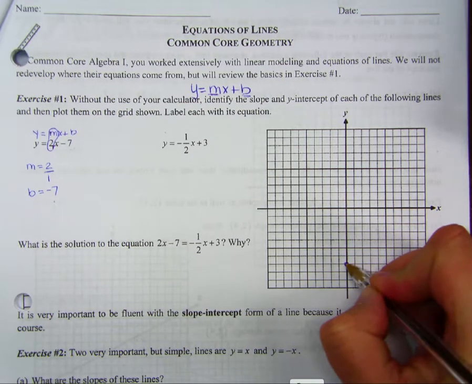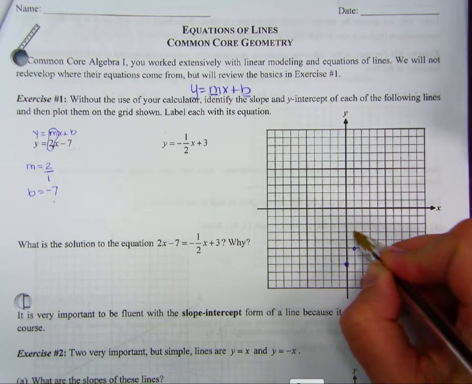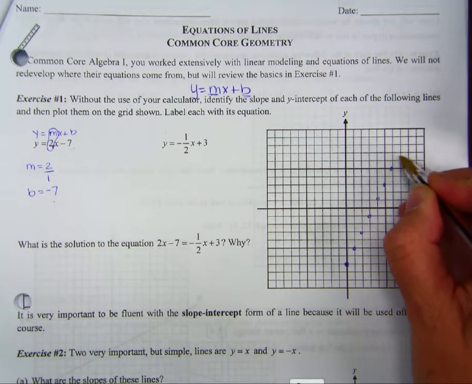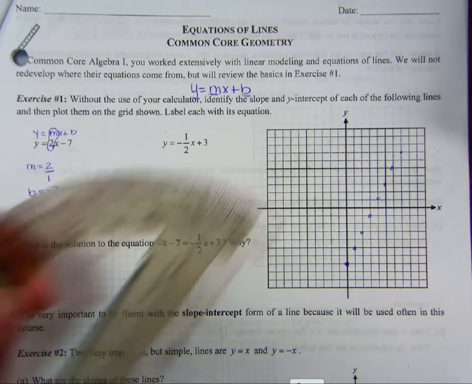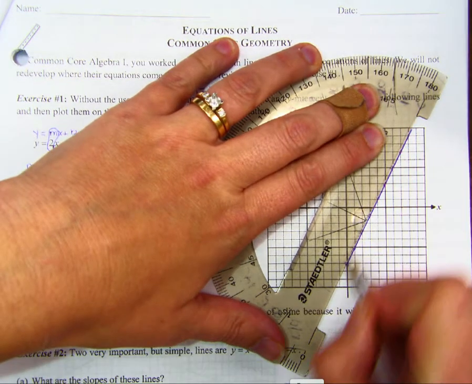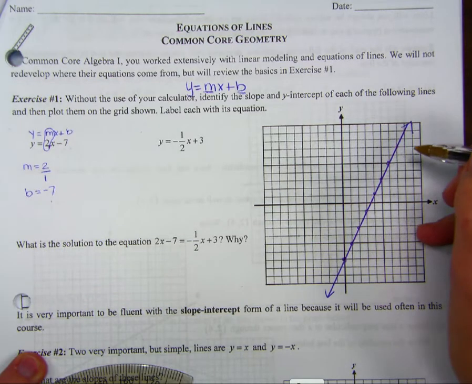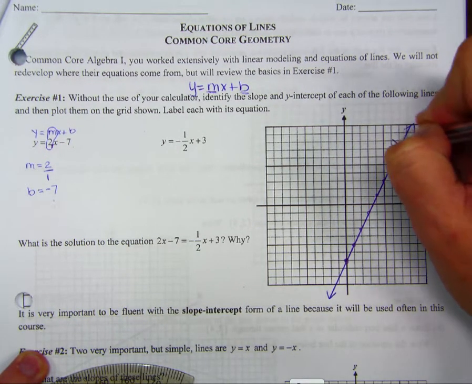From this negative 7 point, I'm going to travel up 2 units over 1, and up 2 units over 1 again, and again, a bunch of times. And then I get my line. Once I have enough dots, I can connect the dots and get the line. Then you want to make sure that you label it. So that line right there is the line y equals 2x minus 7.